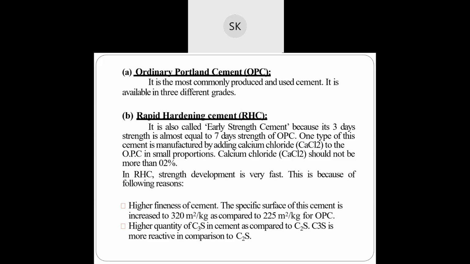Right. Higher quantity of C3S in cement as compared to C2S. C3S is more reactive in comparison to C2S. As we see in the composition of cement, it has C3S and C2S. In RHC, the quantity of C3S is more compared to C2S, and C3S is more reactive when you compare the two.